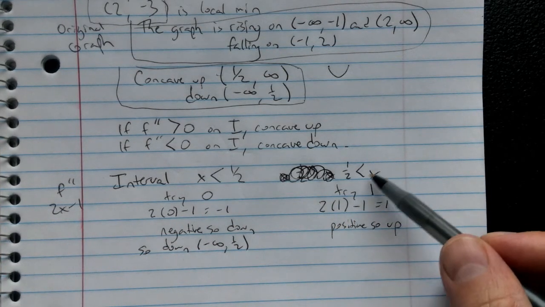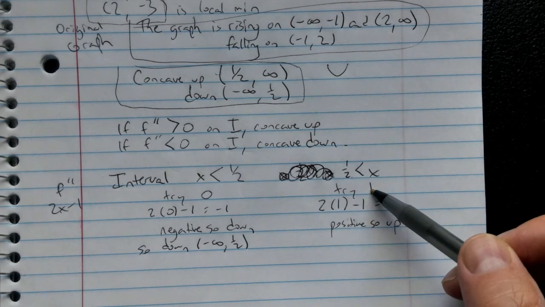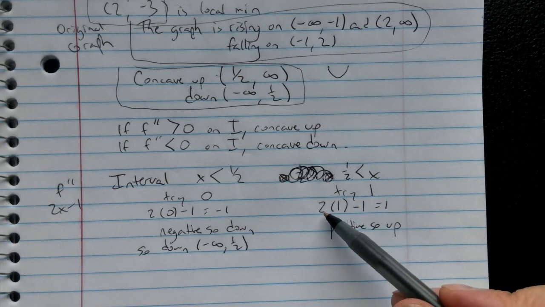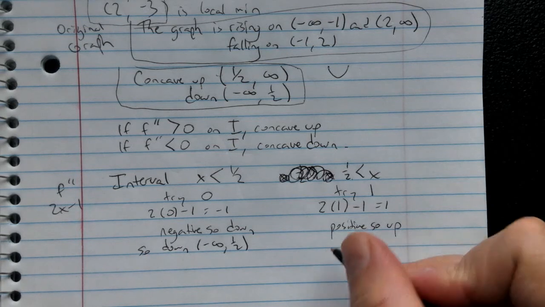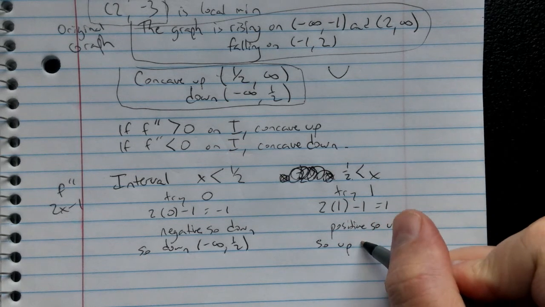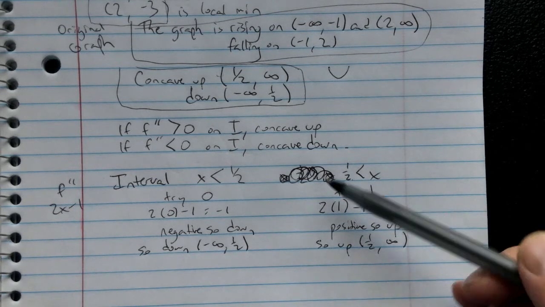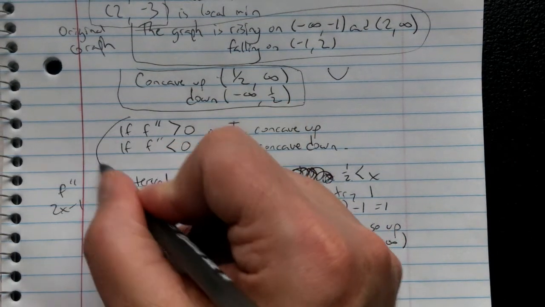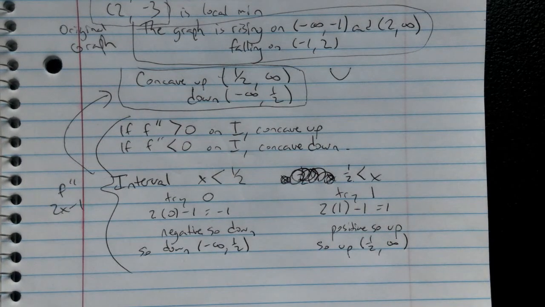And then on this side, if 1/2 is your left bound, then you could try 1, 5, 10, whatever. I tried 1, and so 2 times 1 is 2, 2 minus 1 is 1. It's positive, so it's up. And so that's how we got up with 1/2 comma infinity. So this is the work for this. That helps you understand how to get your answer.